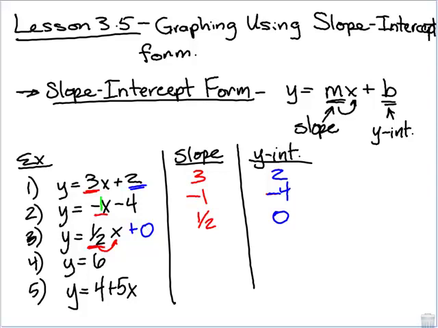On the next one, the y-intercept is 6, which might leave you asking yourself, what's the slope then? This equation, if it was truly written in slope-intercept form, would be y equals 0x plus 6. So your slope on that one is this 0.